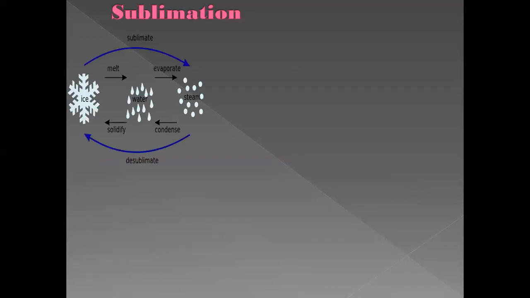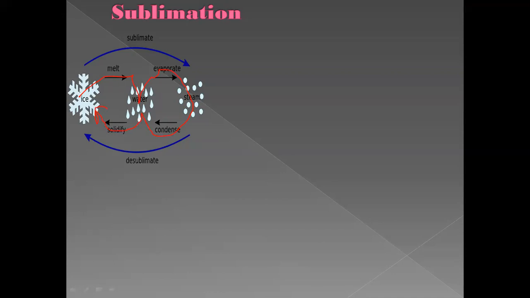If you see, this is ice, it melts and changes into water, and then on giving more heat, it just evaporates and changes into steam. And when we cool down the steam, it changes into water, and when we cool it down more, it changes into ice in the freezer. This is a common process.